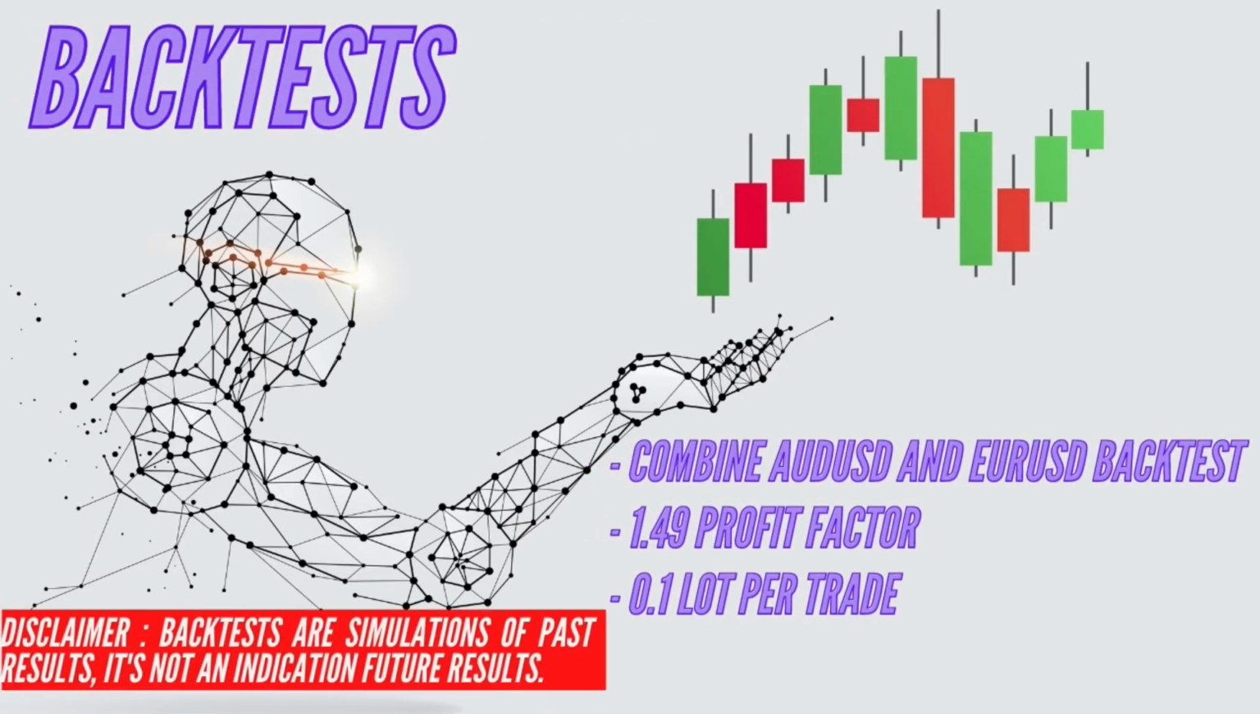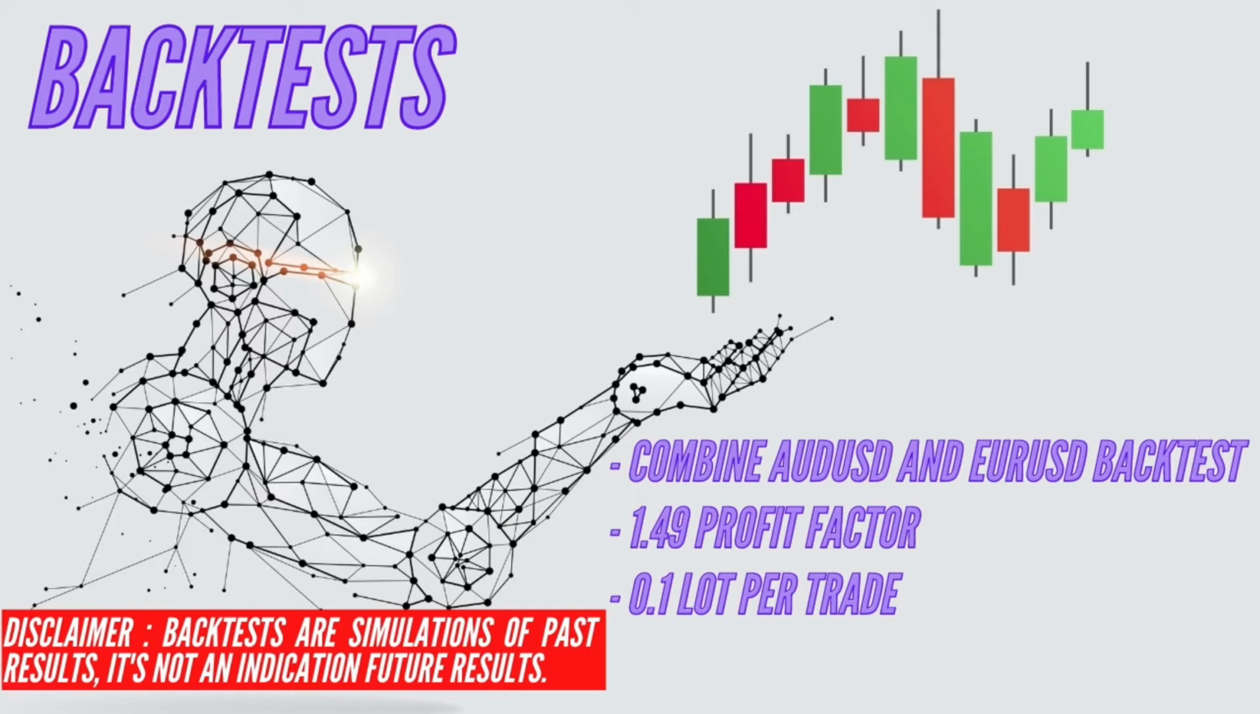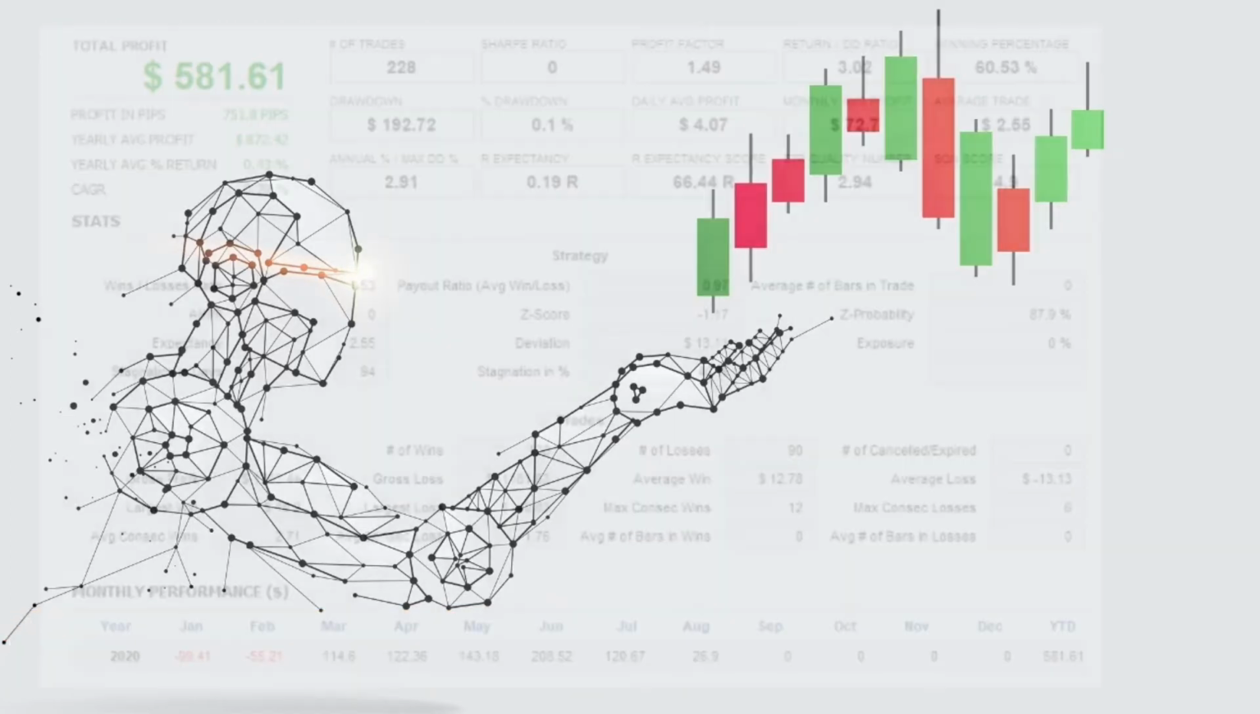Okay, for the backtests, what we are looking at is both the Euro dollar and Aussie dollar together, and combined you get a 1.49 profit factor. And the other thing which we have done is to run a 0.1 lot per trade. So it is a fixed lot per trade, starting with $1,000.